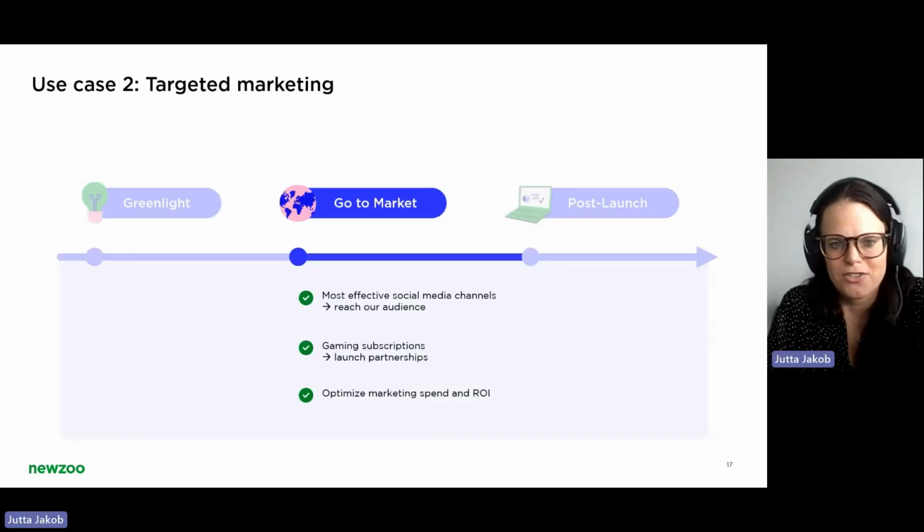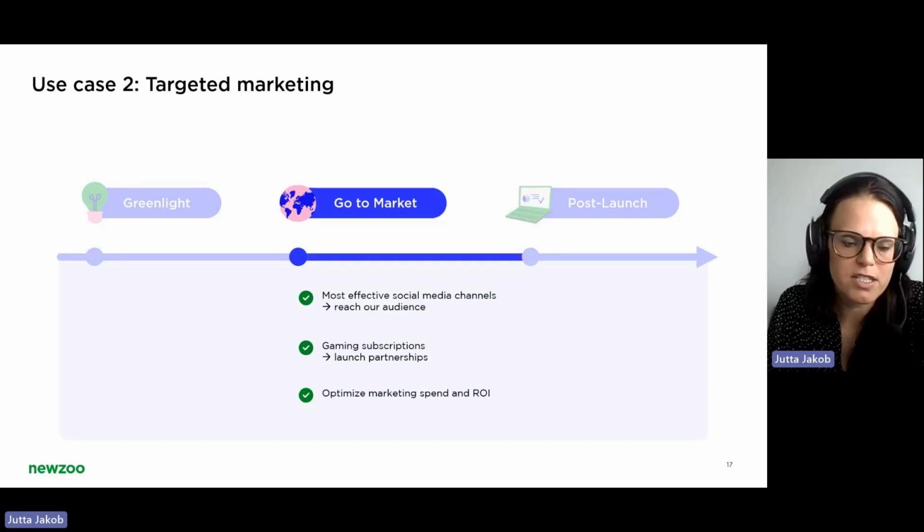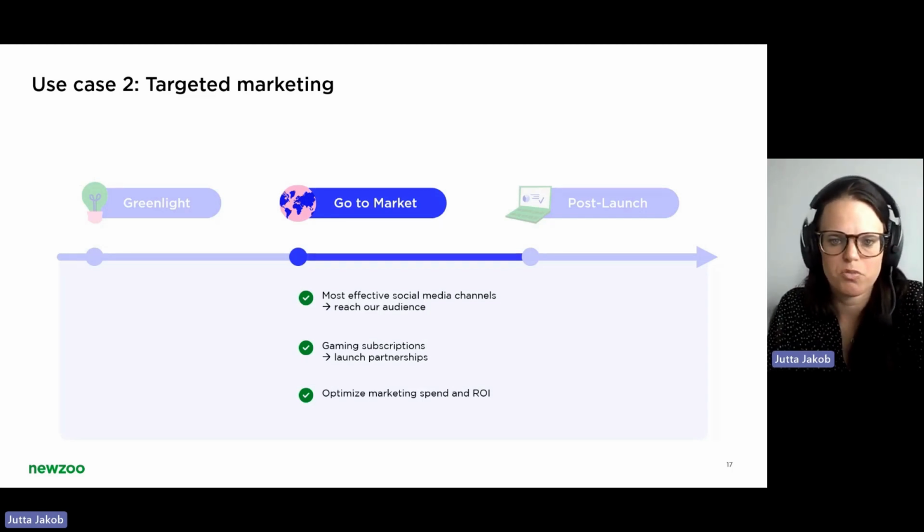So this was our second use case where we explored how audience data can assist us for our go-to-market strategies. We've seen how we can funnel our often limited marketing funds to the channels that are most effective in reaching a vast majority of our core target audience. We've also explored what gaming subscription might be most suitable to collaborate with for potential launch offers, and with both consequently leading into optimizing our marketing spend and its return on investment.